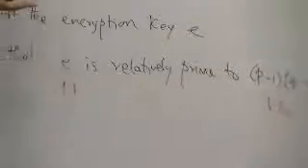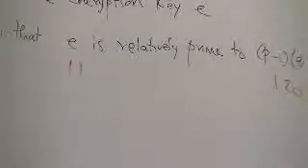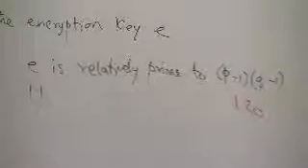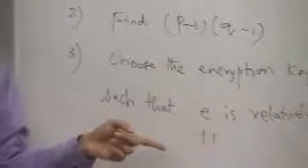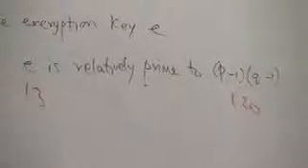How will you find whether 11 is relatively prime to 120? The GCD, right? Find the GCD of 11 and 120 and see if you get 1. If you get 1, you have found the encryption key. If you don't get 1, you have to increment it. 12 cannot work, because you are working with 120, so it has to be 13. So you can skip one.